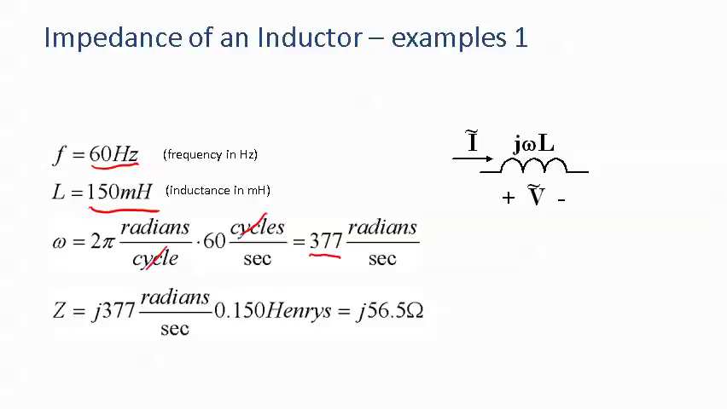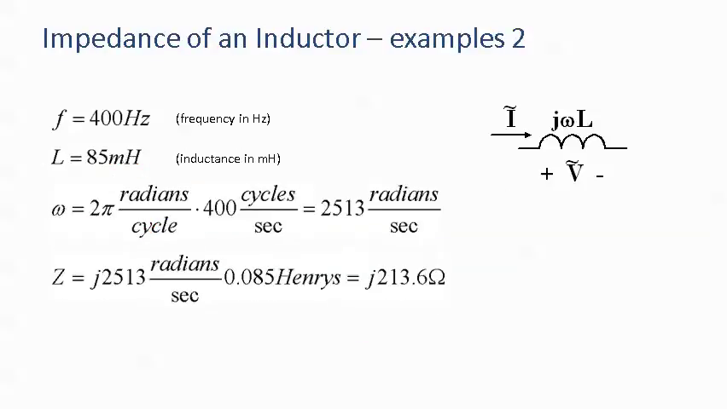Now, if we multiply this radian frequency times j times L, we get j 377 times 0.150, or j 56.5 ohms. And that will be the impedance for the inductor. You notice it will be a positive imaginary quantity.